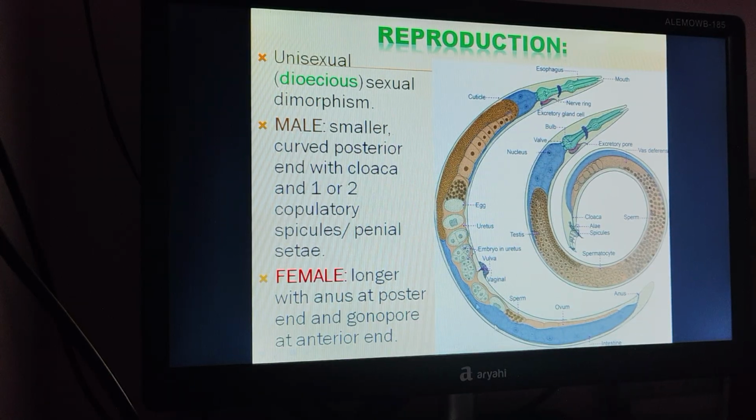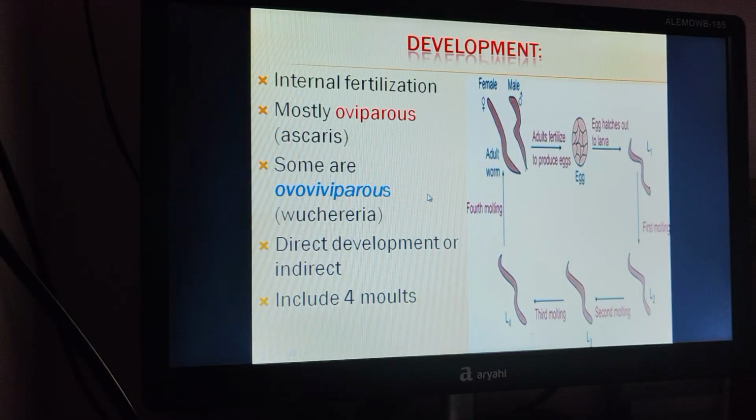Whereas a female, how can you identify? The female will be longer, with the anus at the posterior end and the gonopore at the anterior end. So this is the difference between the male and the female. By these differences we can easily identify which is male and which is female. This sexual dimorphism we will see in Nematoda first, and then afterwards in arthropods also. We will go for the development.